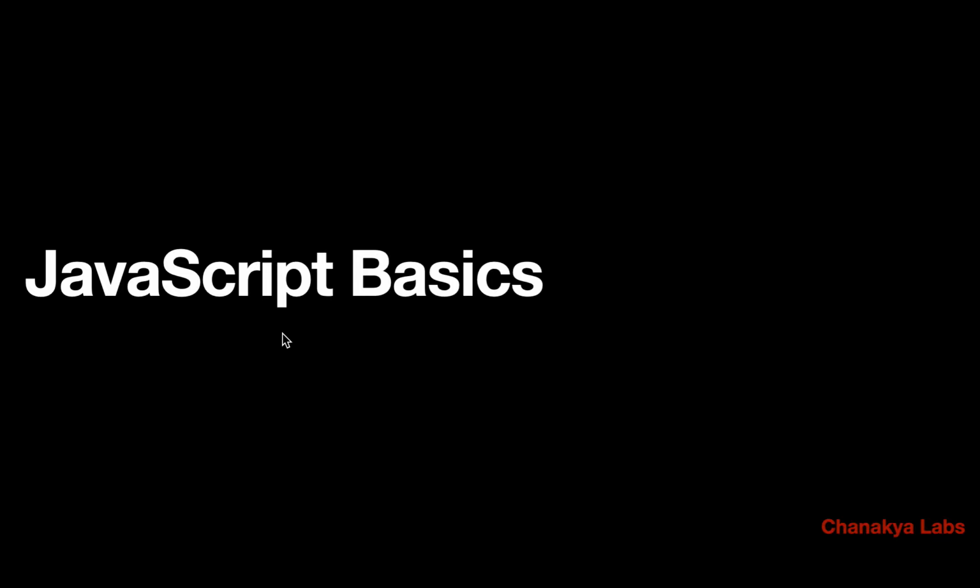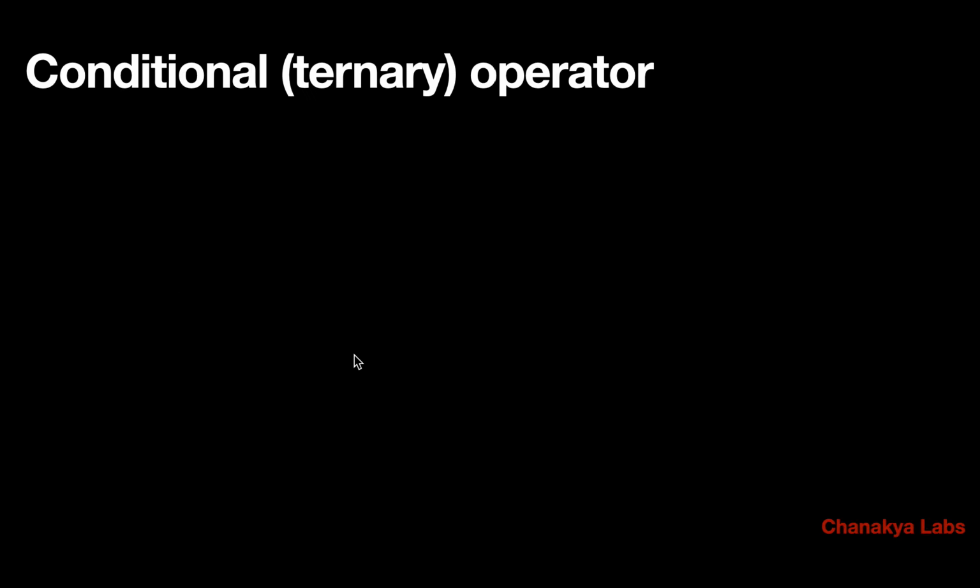Now let's continue with a few more JavaScript concepts. The first one we are going to see is called the conditional operator, also called the ternary operator. This ternary operator is just a sort of syntactic sugar which looks something like this. It consists of a question mark and a colon, and because of these two symbols there are three parts.